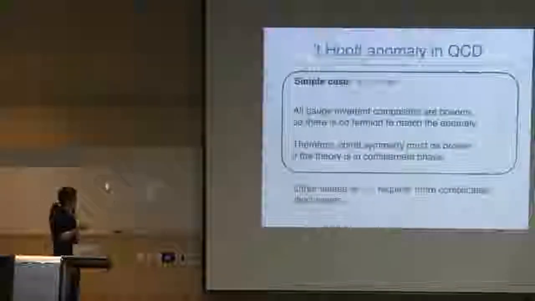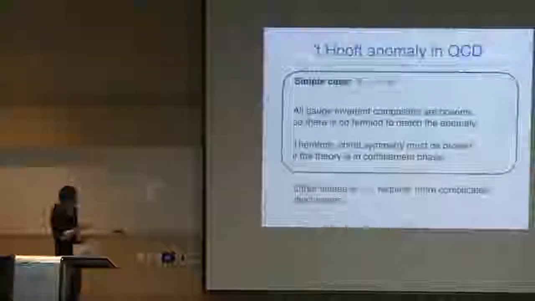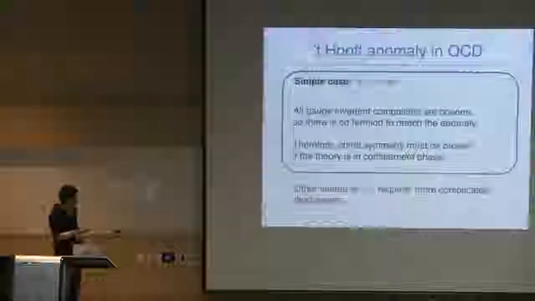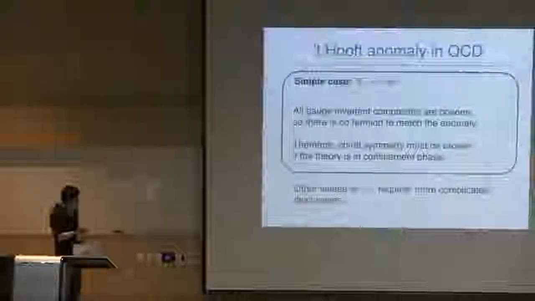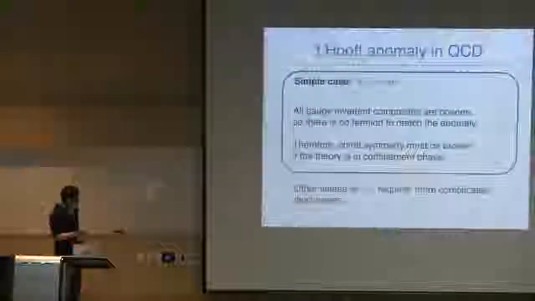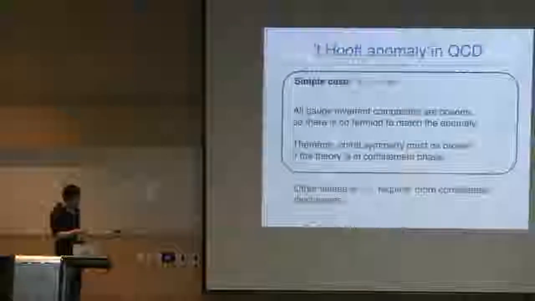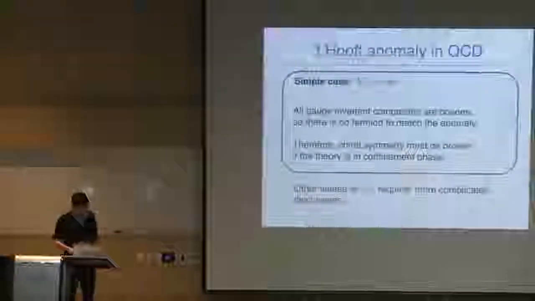The simple case is given by a color number which is even. Suppose that the color number is even. Then all gauge invariant composite fields are bosons, because if we try to construct a color singlet state, they are all bosons if the color number is even. So there is no fermion after confinement. Therefore, we conclude that the chiral symmetry must be broken if the theory is in the confinement phase. If N_C is odd, then we need more complicated discussions, but depending on the values of the color and flavor numbers, we may be able to give a similar argument.